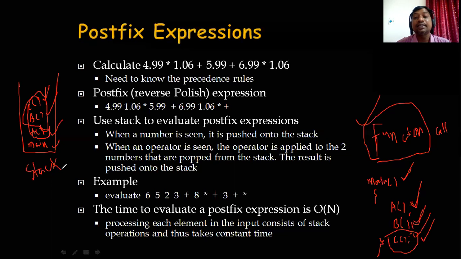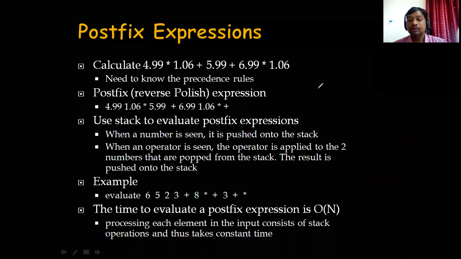So the stack is such an important data structure. If you want to implement recursion, implement the function call mechanism, evaluate postfix expressions, convert postfix into prefix form, or go for symbol balancing, you need to use the stack data structure. So that is all about stacks.